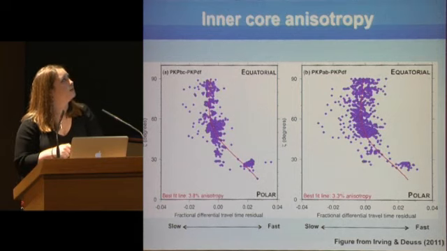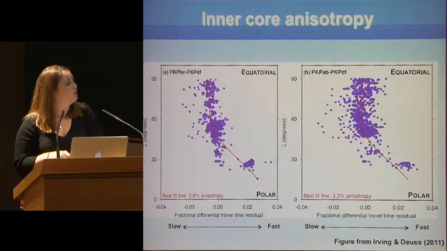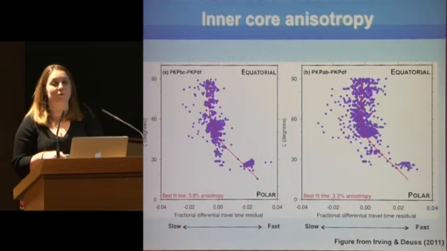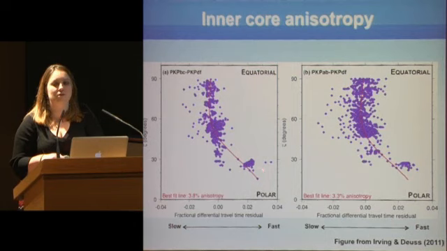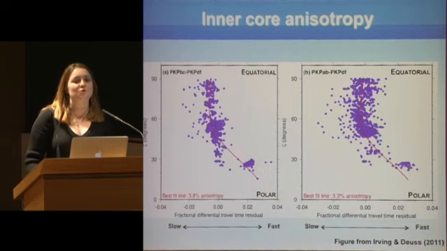The two data sets sample slightly shallower in the inner core and slightly deeper in the inner core. And I show for you here the travel time anomaly as a fraction of what it should be compared to the ray angle. So we have equatorial paths and polar paths. And the polar paths are fast. So we have inner core anisotropy, just as we would expect.